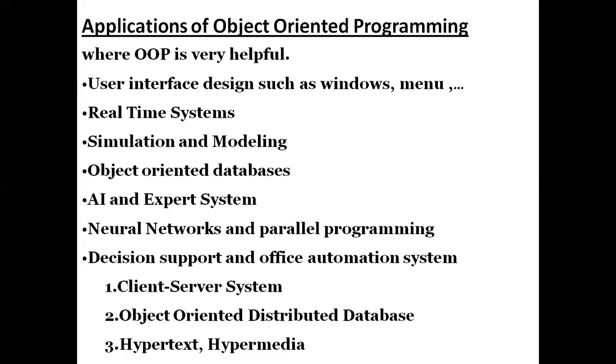Now, decision support system and office automation system. Office automation means the things related with the office, like client server approaches, object oriented distributed database को manage करना, hypertext को manage करना. Decision support system means the system which takes decisions to do the things.